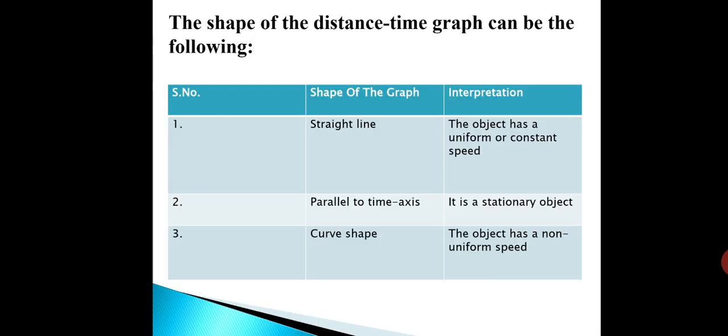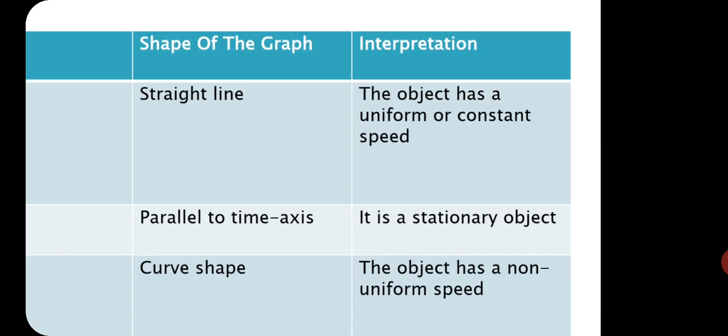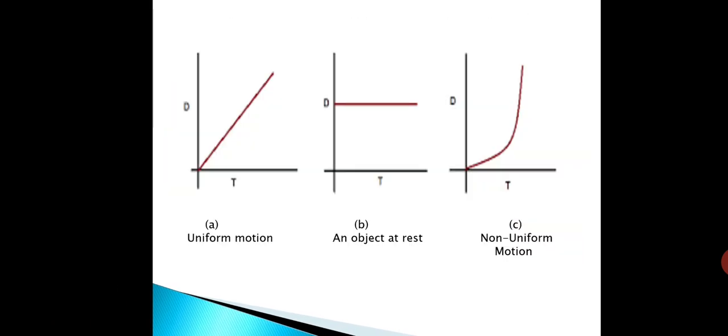Straight line graphs. Now you can see here, the object has a uniform or constant speed. If the line is parallel to the time axis, I will show the picture, that is a stationary object. If it has a curve shape, it is non-uniform. You can see this, and let's see this graph.